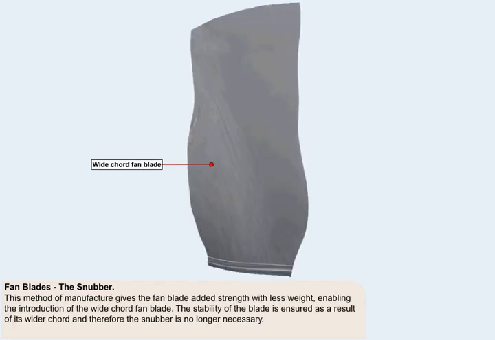This method of manufacture gives the fan blade added strength with less weight, enabling the introduction of the wide chord fan blade, which is portrayed here. The stability of the blade is ensured as a result of its wider chord, and therefore the snubber is no longer necessary.